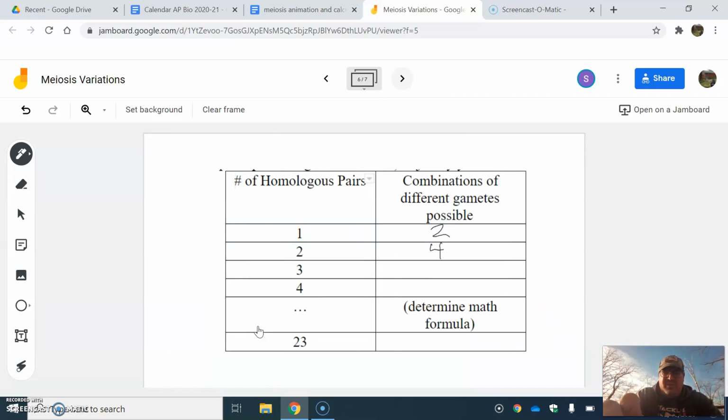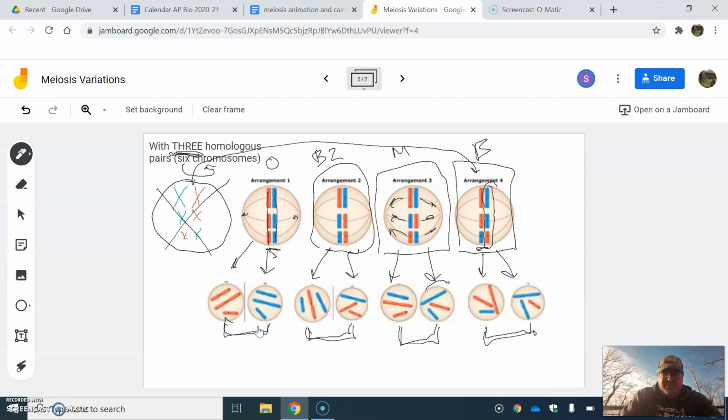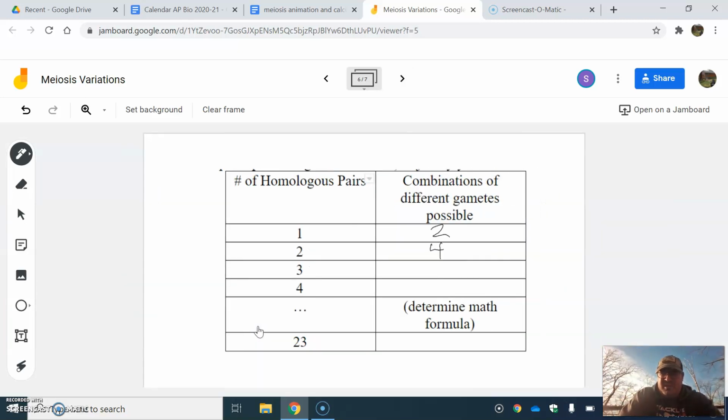With 3 homologous pairs, we ended up with actually 8. So we ended up with one combination like this, one like this, one like this, one like this. So we had a total of 8 combinations. With 4, what do you think that number is going to do? Well, it went from 2 to 4, 4 to 8. This one is going to go up to 16 different combinations.